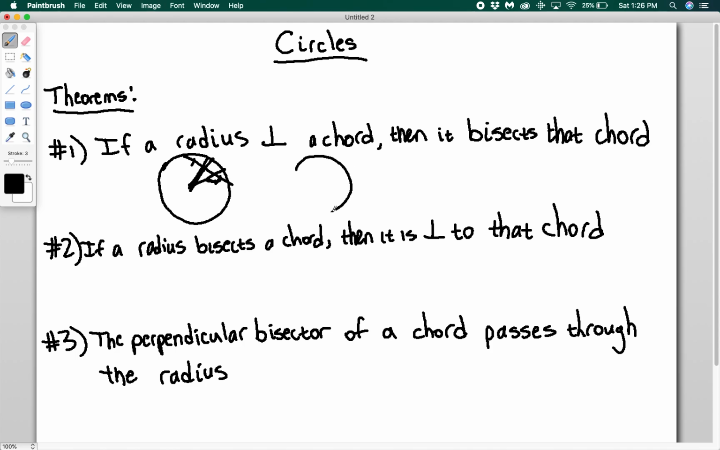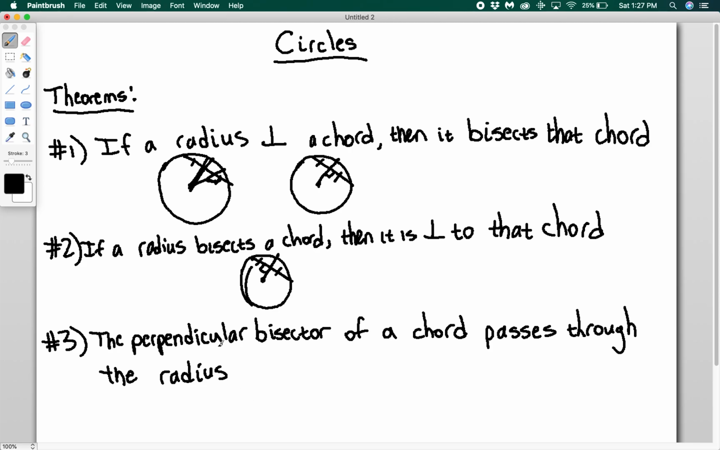So one more time, if we have a chord and it bisects it, so these two are the same, and it's perpendicular. Number two is the exact same thing, but it works the other way. If instead of being told that the radius is perpendicular to the chord, I'm told that it bisects that chord, so these are the same, then I can always assume that this is a right angle, for the same reason that we talked about up here.